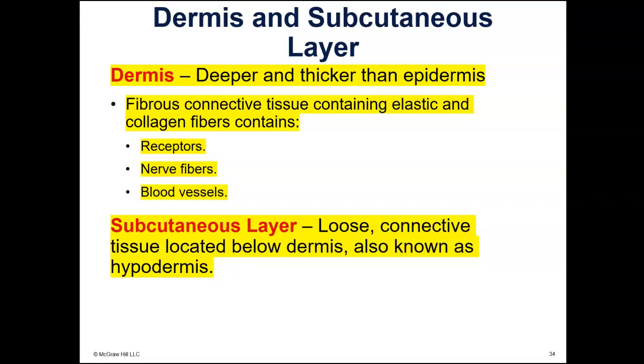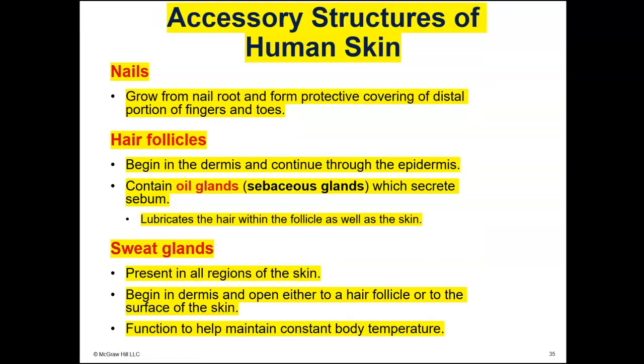The deeper layer of the skin is called the dermis. It is composed of fibrous connective tissue. It does contain sensory receptors, nerve fibers, and blood vessels. The blood vessels will supply the epidermis as well, because the epidermis does not contain blood vessels. Then you have the subcutaneous layer, or the hypodermis, which is loose connective tissue.